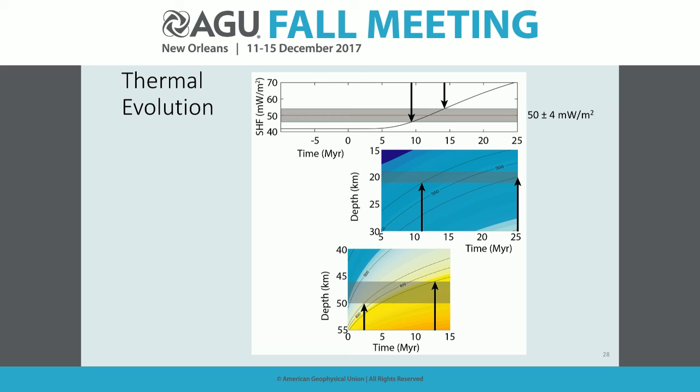So, can we line this up? Is there overlap between all of these thermal constraints? And of course there is, otherwise I wouldn't be up here talking to you about it. As it turns out, they all line up with about 12 million years ago as the time that thinning completed. The next question, obviously, is does this make sense?